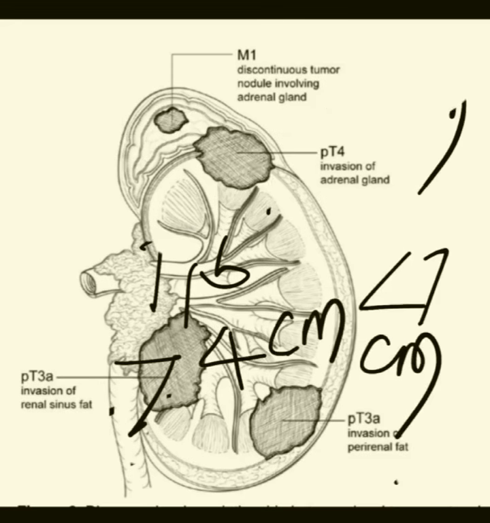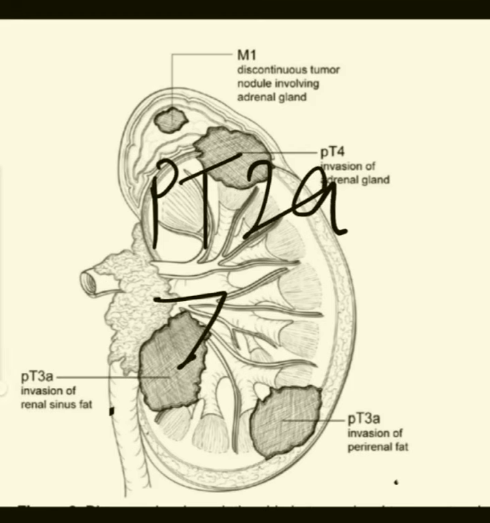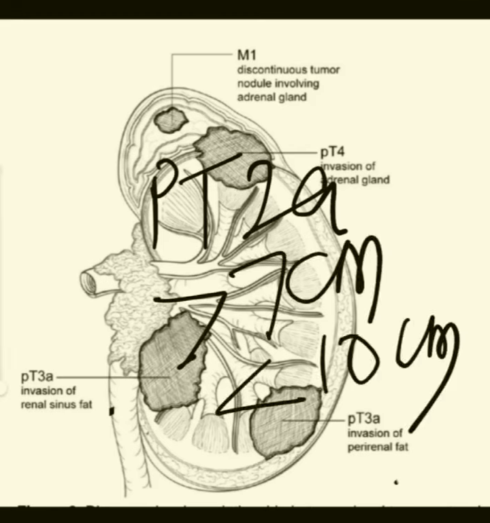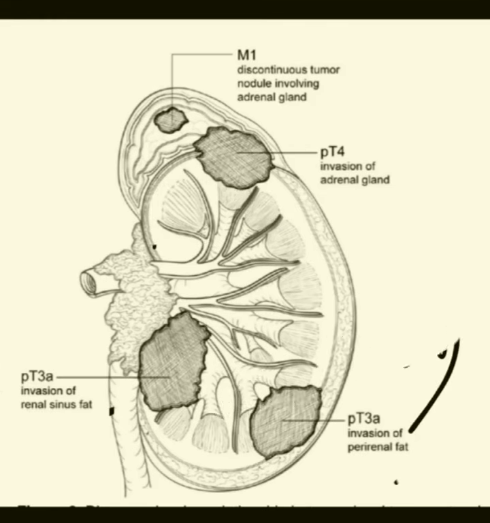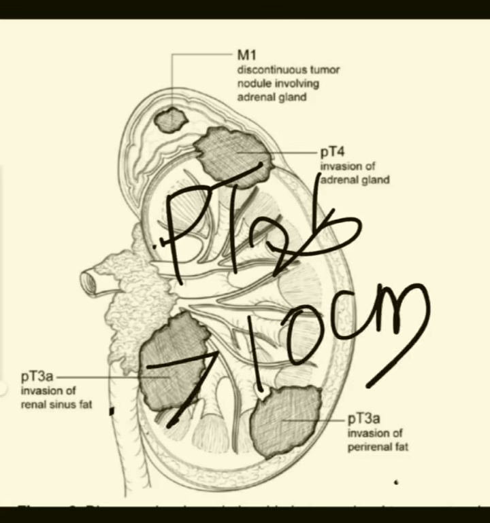Similarly, pT2 is further subclassified as pT2a and pT2b. Now, pT2a is when the tumor size is more than 7 centimeters but less than 10 centimeters, whereas pT2b is when the tumor size is more than 10 centimeters. So when do we call it pT2b is when the tumor size is more than 10 centimeters.